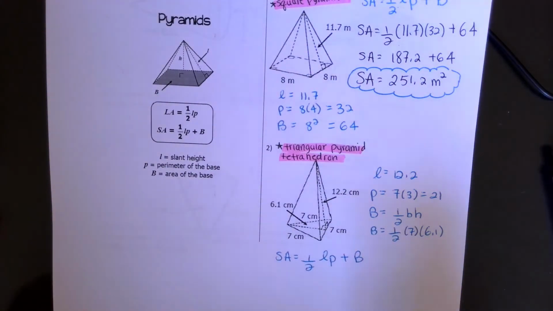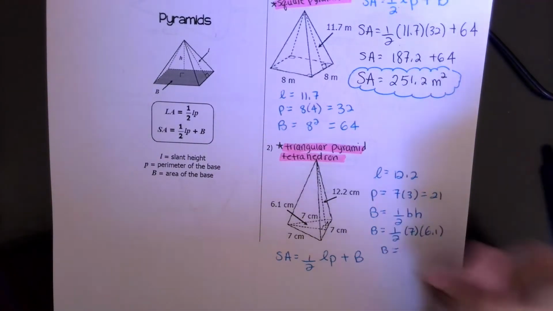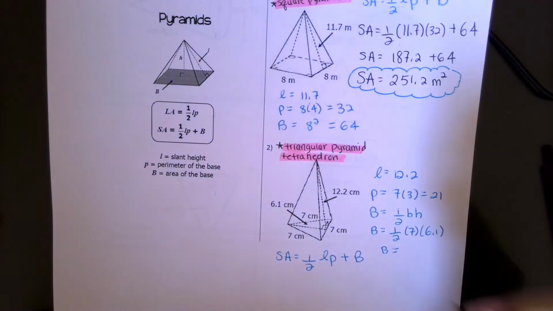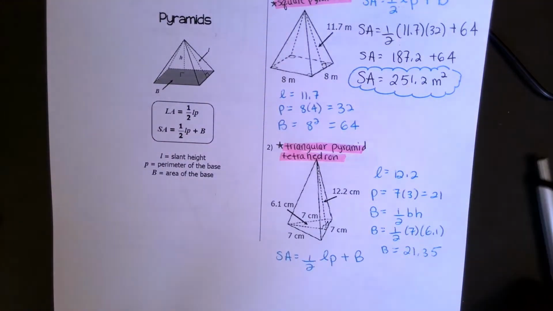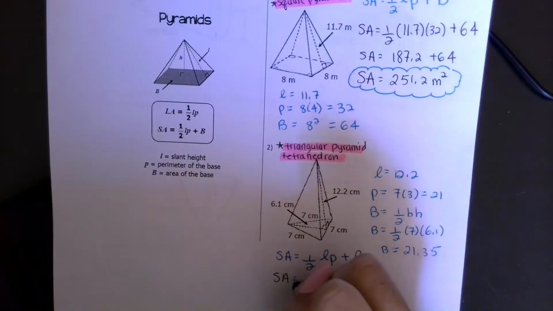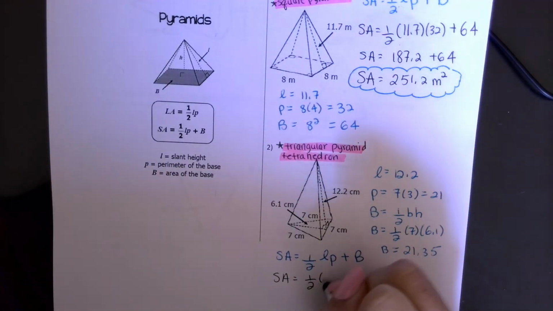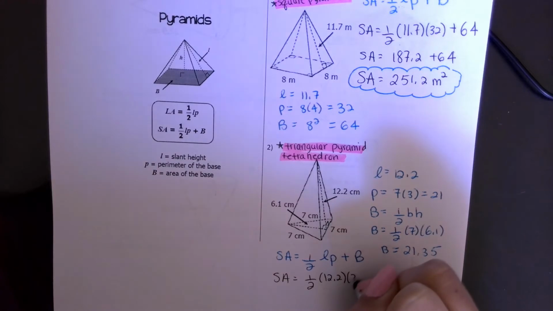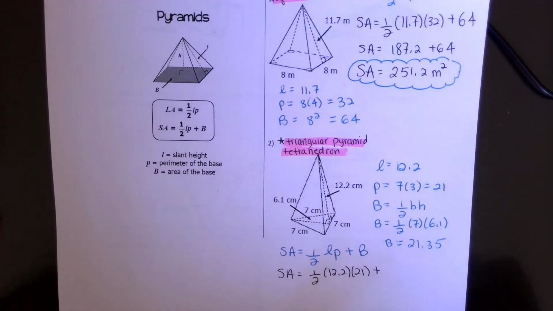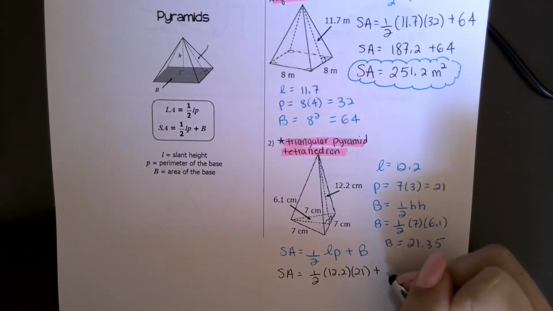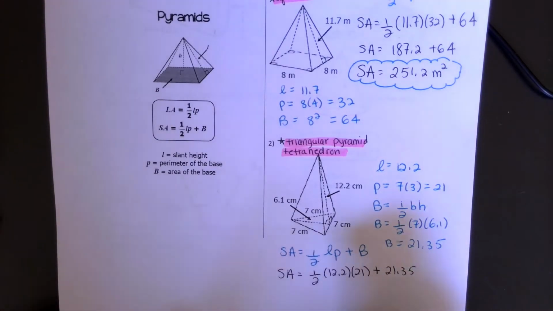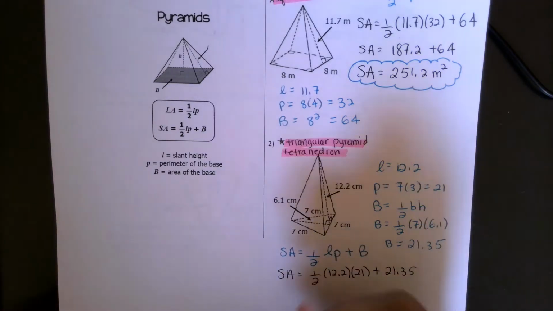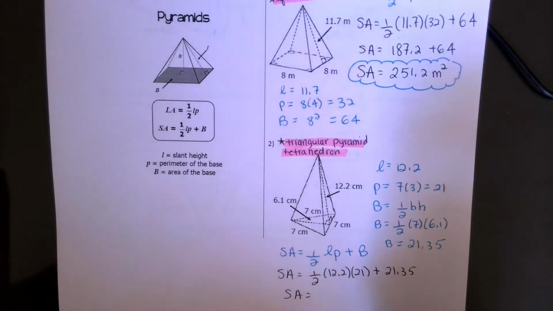Multiply this across. So the area of your triangle is going to equal 21.35. And now substitute. Half of my slant height, 12.2. The perimeter is 21 plus the area of the base. Multiply these numbers. Again, it doesn't matter which order you do it. Just know you're taking half of it, you're dividing by 2.